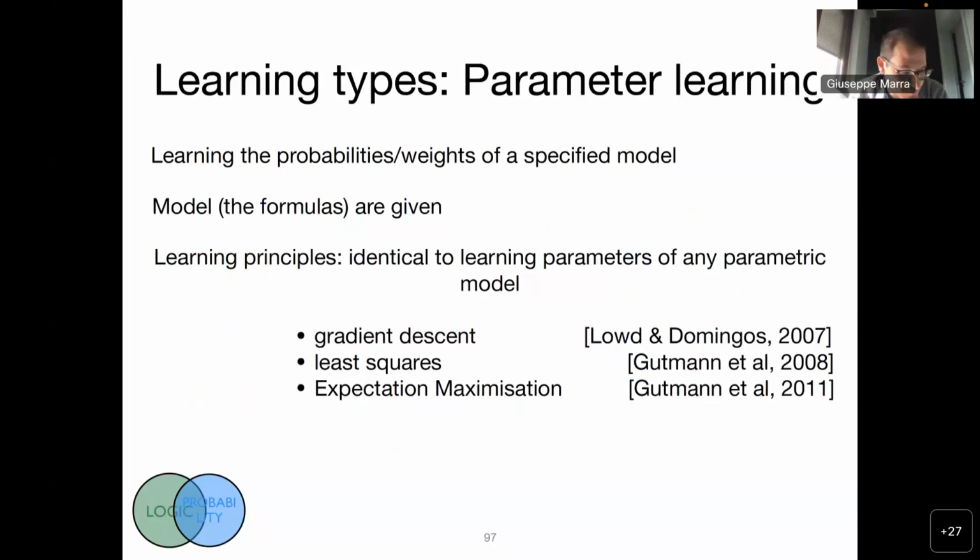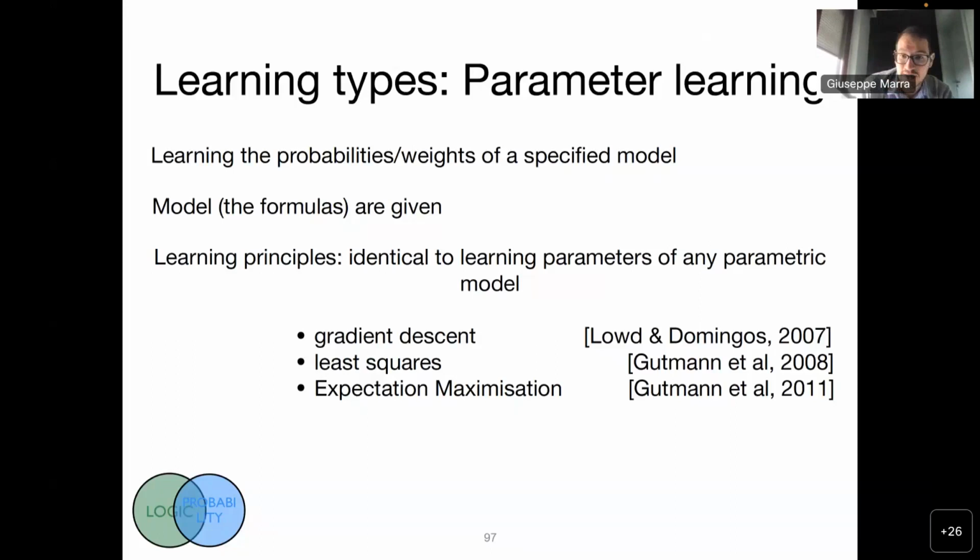Now, parameter learning in statistical relational AI is very much like any other learning in parametric models. And if you remember this link, this equivalence that we have made between probabilistic logic programs and Bayesian nets, and constraint models and undirected graphical models, you understand that in the end, any learning algorithm for probabilistic graphical models can be used for statistical relational AI models. And so we have gradient descent algorithms, least squares algorithms, expectation maximization algorithms specifically designed for statistical relational AI, but the general paradigms of learning are those of any other parametric model.